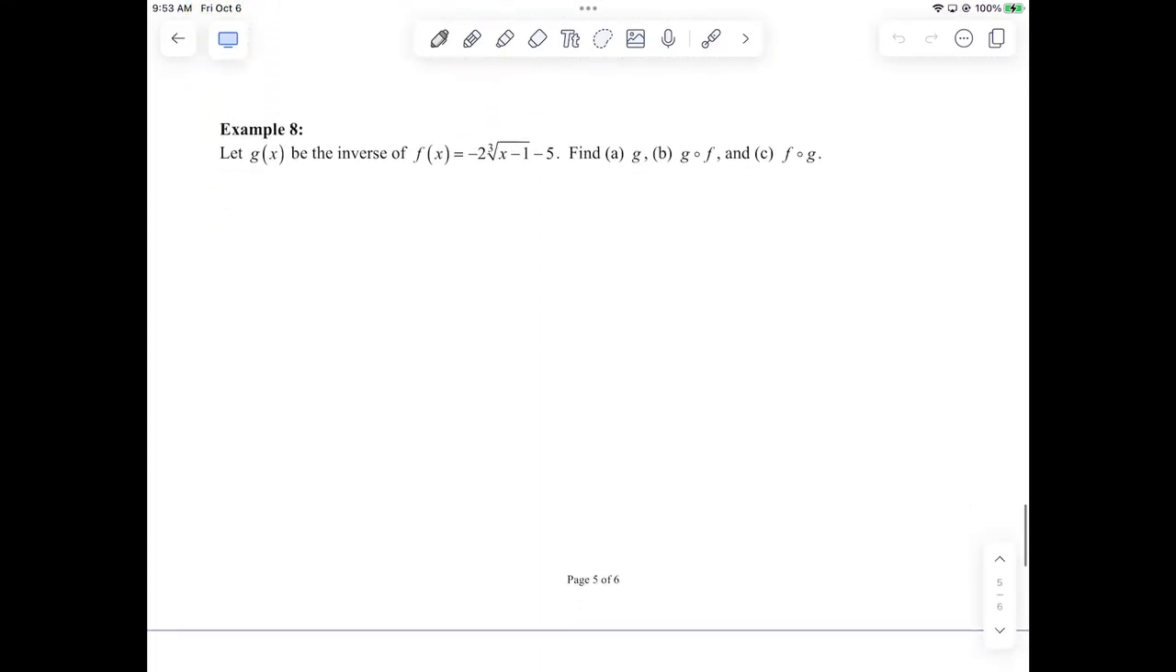Example 8 gets into a special property of inverses that I want to talk about. It says let g be the inverse of f.